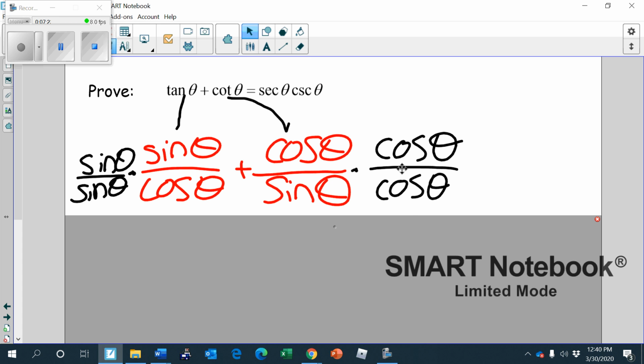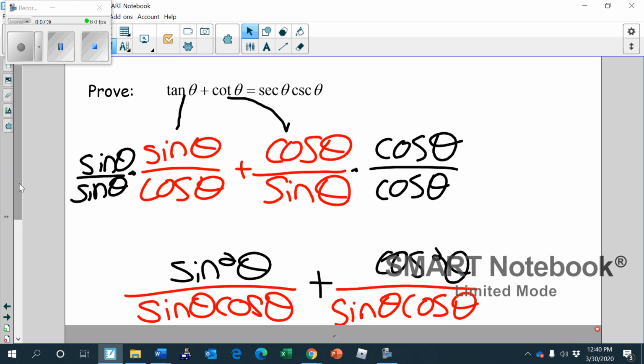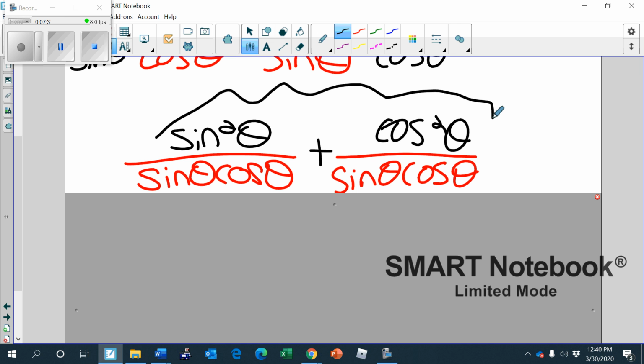I need to multiply by cosine on the top and the bottom over here. So what do you get when you do that? You get sine squared plus cosine squared over sine cosine. And we know this now, right? What is my sine squared plus cosine squared?